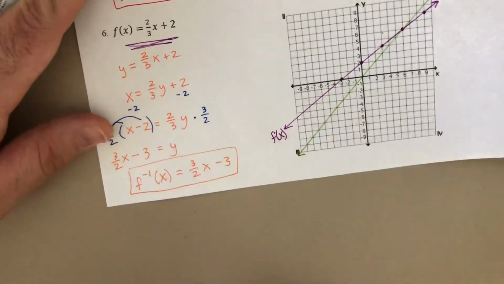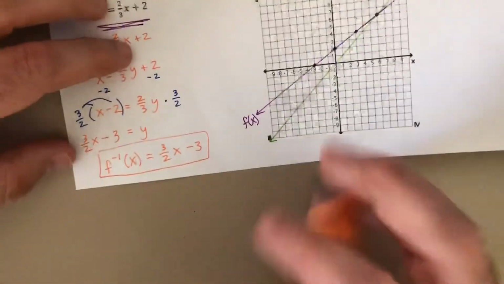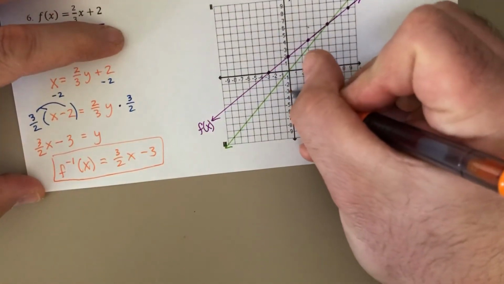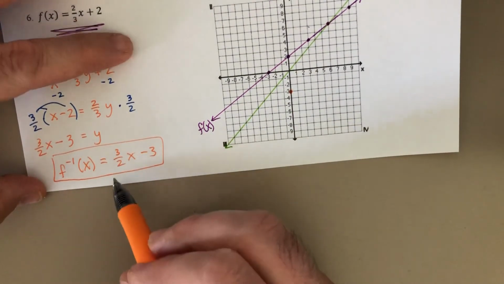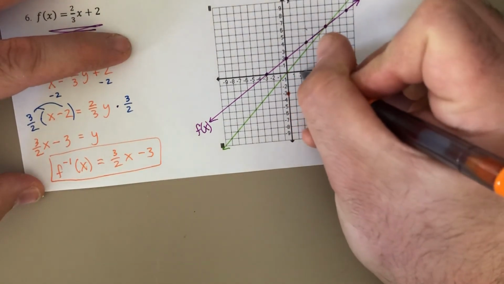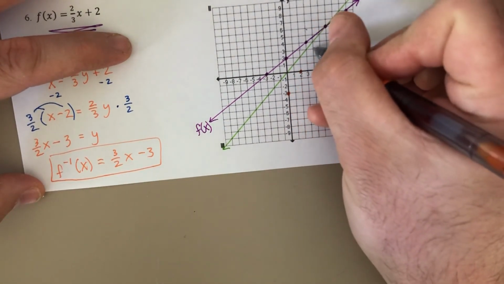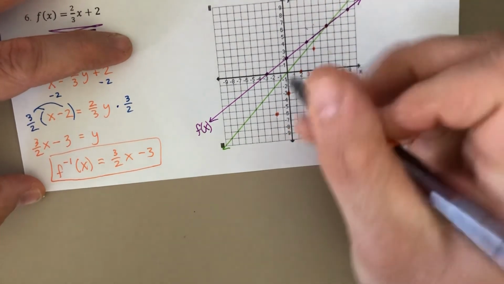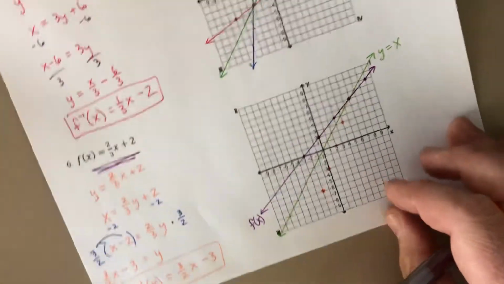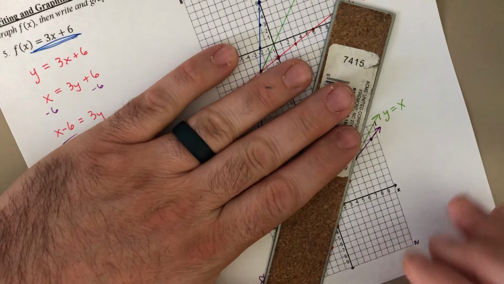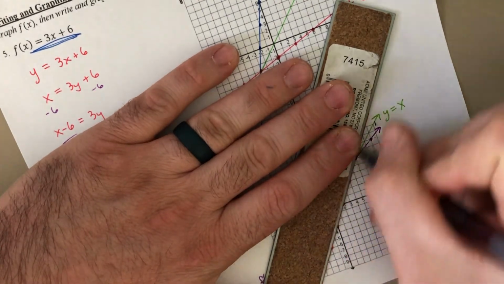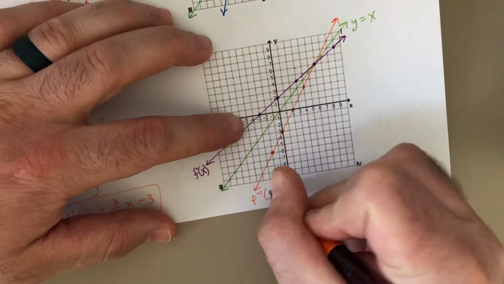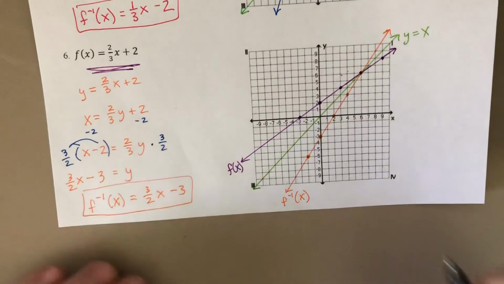There is our inverse, and let's go ahead and graph it. Again, we have a y-intercept of -3. That's down there. A slope of positive 3 over 2. So up 3 over 2. Up 3 over 2. Up 3 over 2. Or down 3 and back 2. Get you the same spot. And there is our f inverse of x. Again, that mirror image over that green y equals x line.